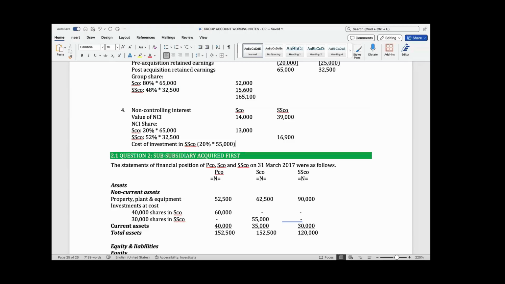11,000. Now, this 11,000 doesn't really matter, it doesn't affect whatever happens. But let me just ask you, this 11,000, are we going to affect it under ESCO or under SSCO? Under ESCO, sir. Why? Because it is the cost of investing in SSCO. So who's paying the cost is ESCO.